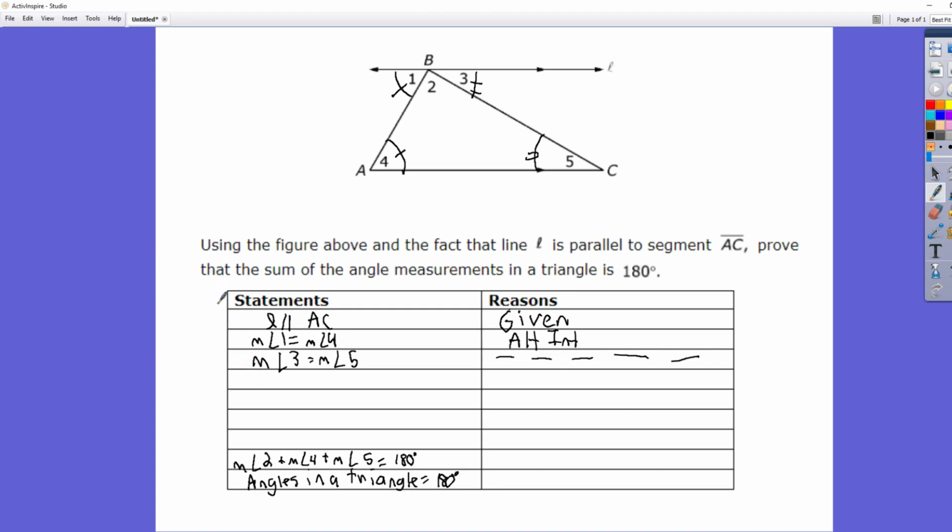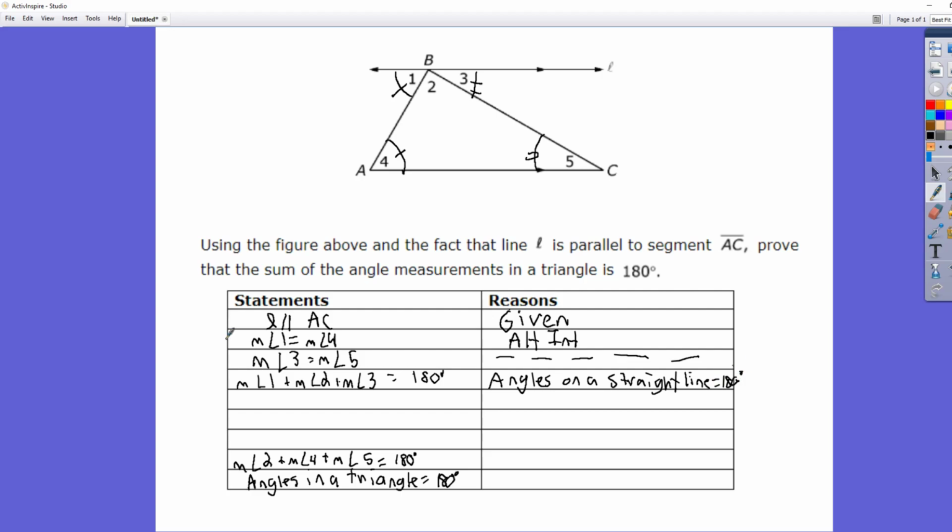Well, what else do I know? If you look, 1, 2, and 3 are all angles on a straight line. So I know that the angle measure of a straight line is 180. So I know that the measure of angle 1 plus the measure of angle 2 plus the measure of angle 3 is equal to 180. And that's just because of angles on a straight line. Angles on a straight line equal 180.